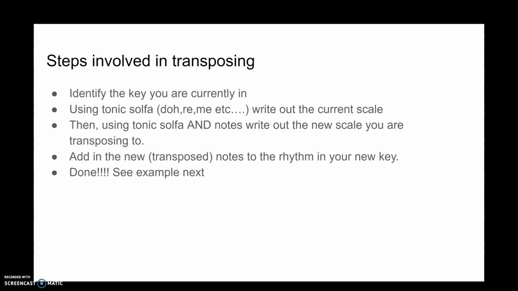So let's say, for example, we're going from the key of C major to the key of D major. Write out the scale of D major, sketching in the tonic solfa underneath each note. I'll show you what I mean in the next couple of slides. And then in the new transposed key, you're just going to replace whatever was in the original song with the notes of the new key. Done. I'm saying done here half in jest because I'm making it sound really easy. It's not as easy as you think, obviously, okay? But just work through the process. And we're going to work through an example now.